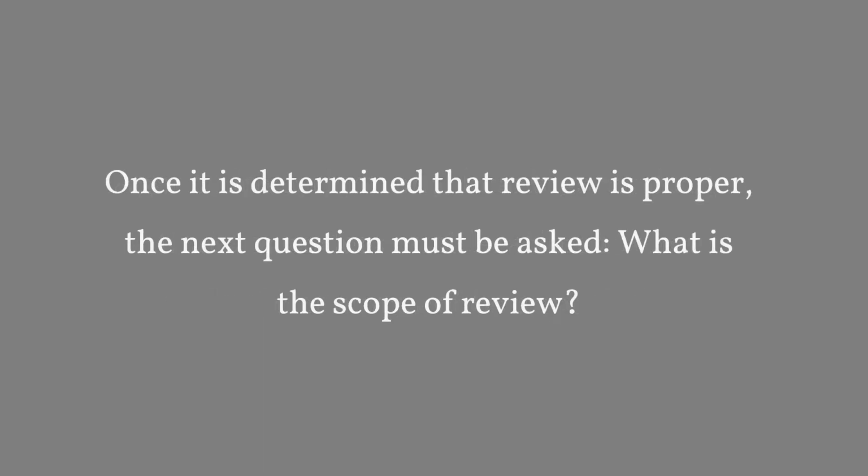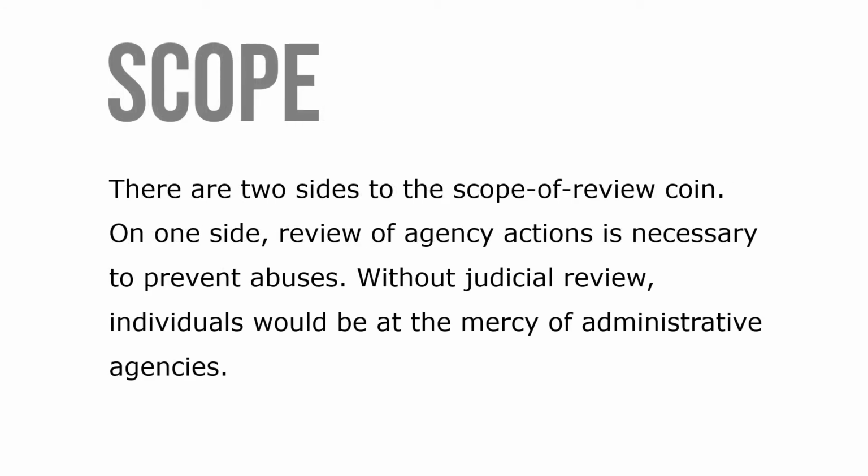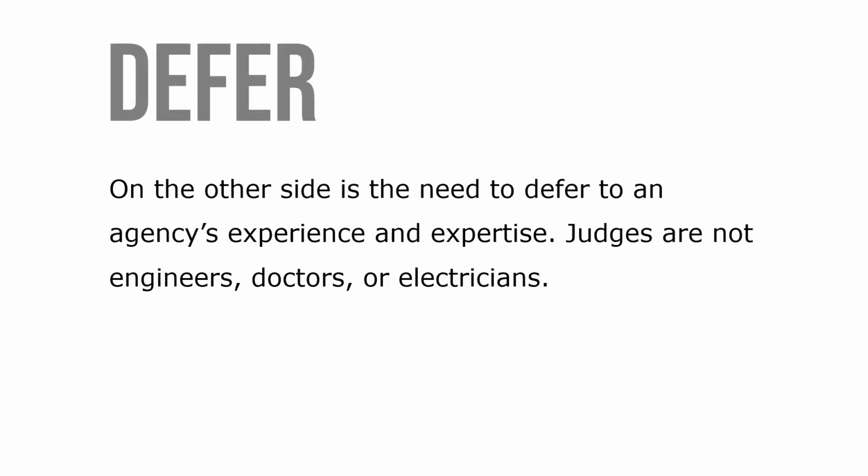Once it's determined that review is proper, the next question must be asked: what is the scope of review? In other words, how far will the court delve into the agency's fact findings, conclusions of law, and analysis? There are 2 sides to the scope of review coin. On one side, review of agency actions is necessary to prevent abuses. Without judicial review, individuals would be at the mercy of administrative agencies. On the other side is the need to defer to an agency's expertise and experience. Judges are not engineers, doctors, or electricians.